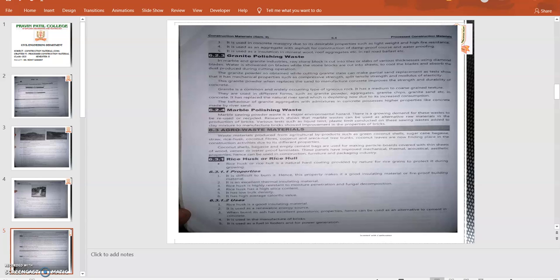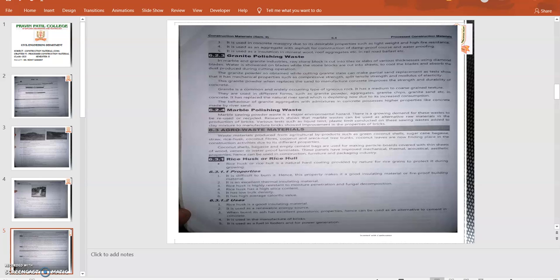Then marble polishing waste. This is also the same as granite polishing waste. Some marbles, while being cut, form some powder that is also utilized for the replacement of sand or aggregate. So this also has good compressive strength. Okay, not as much as aggregate, but it is a partial replacement. The next material is agro waste material.